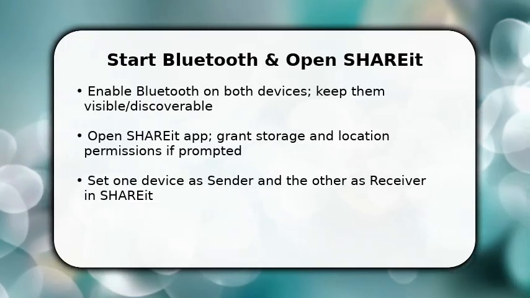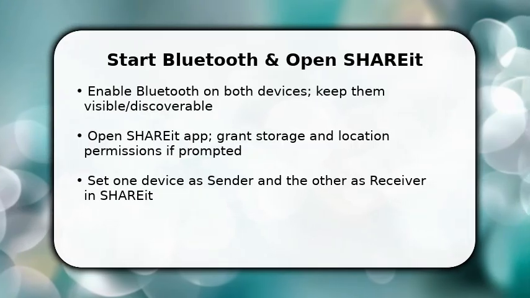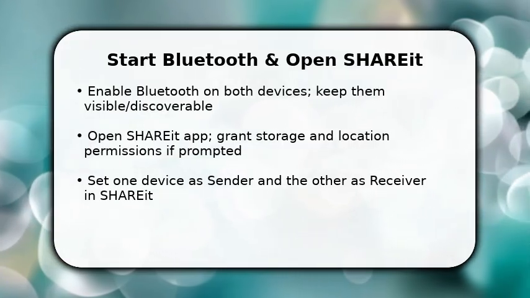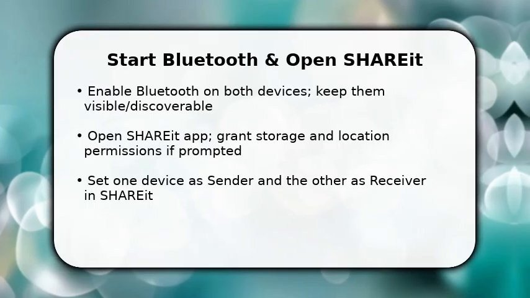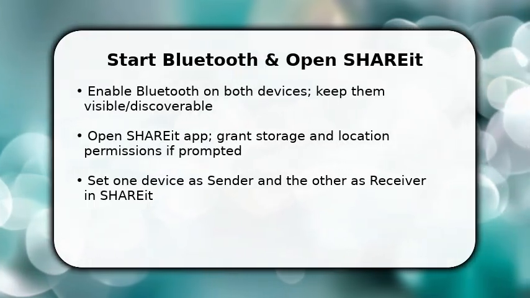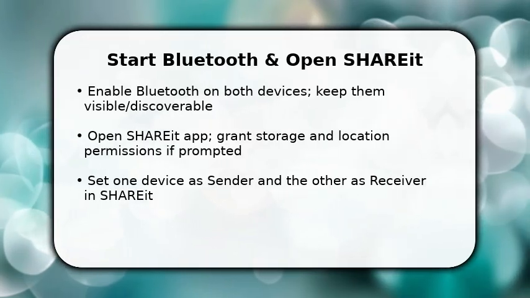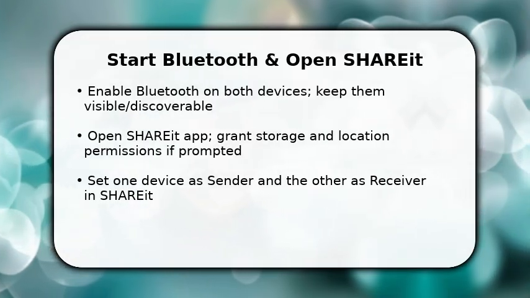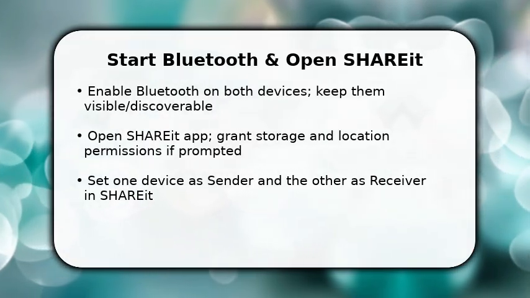You start by enabling Bluetooth and making both phones discoverable. This is required for device pairing. Once done, open Shareit and grant any storage or location permissions so transfers can access files. Make one device the sender and the other the receiver in the app now. You're beginning the direct link.